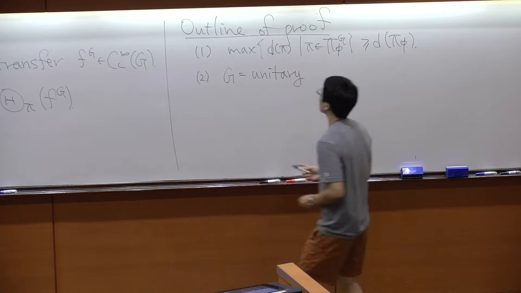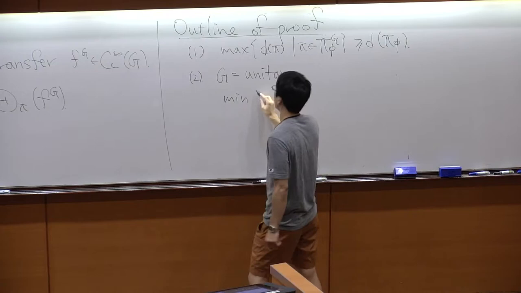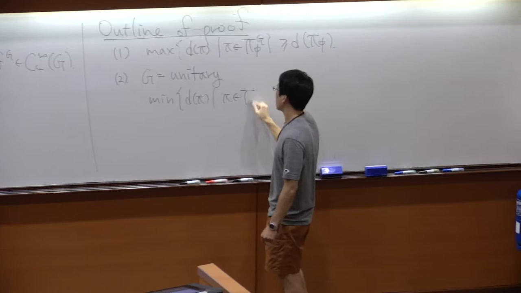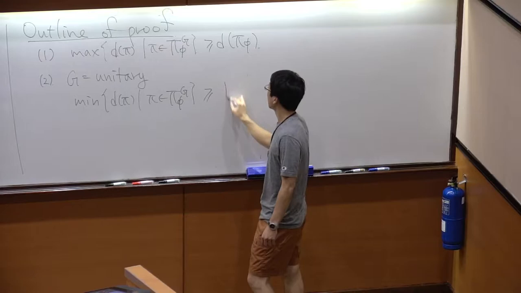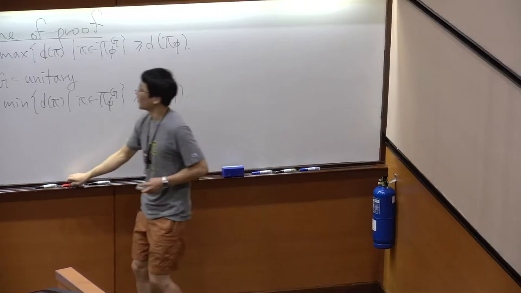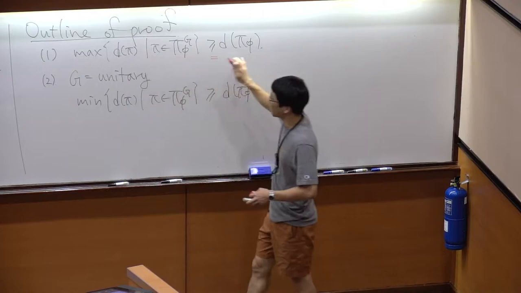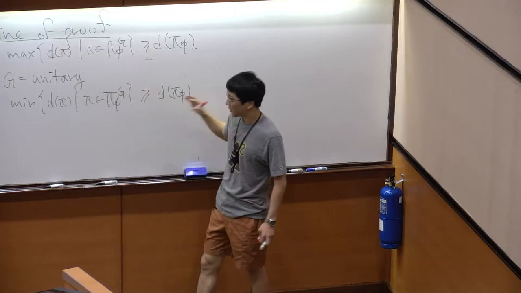For unitary groups, in the second part, we will show that the minimum of the depth in our L packet can also be bounded below by the depth of the endoscopic lift. If we can show this, because we know the equality of these invariants in step one, then the max of depth can be bounded above by the minimum of depth, so the constancy immediately follows from this equality.